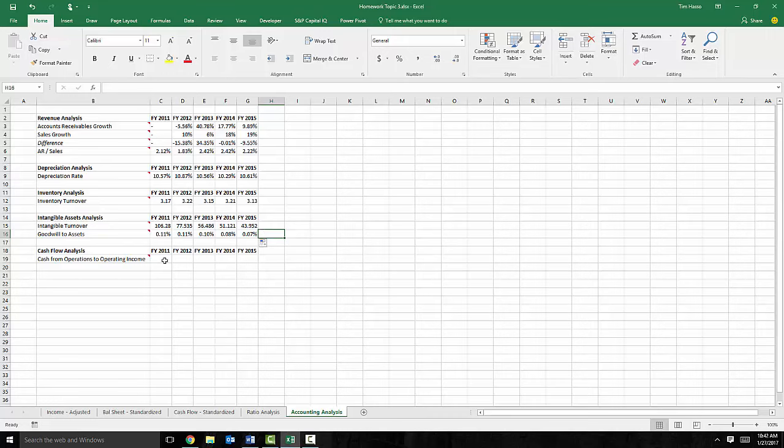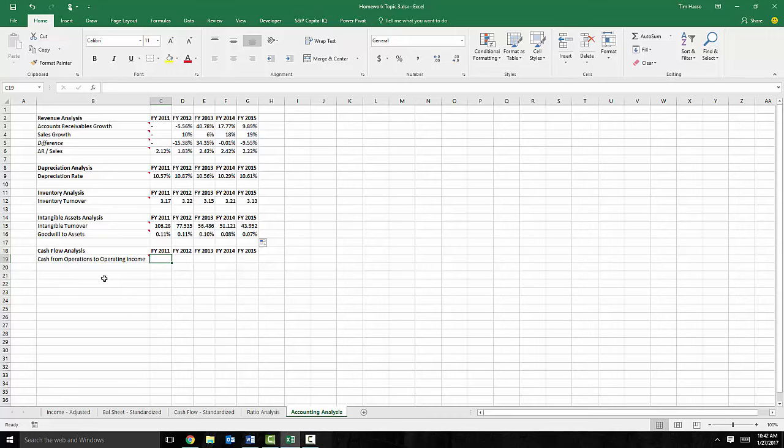Now, the final figure that we're going to be looking at is the cash flow from operations to operating income. This figure is quite interesting because it allows us to compare the cash that we get from our operations to our accounting income from our operations. Usually, the ratio should be close to 1, let's say about 0.8 to 1.1 is the normal range, I would say.